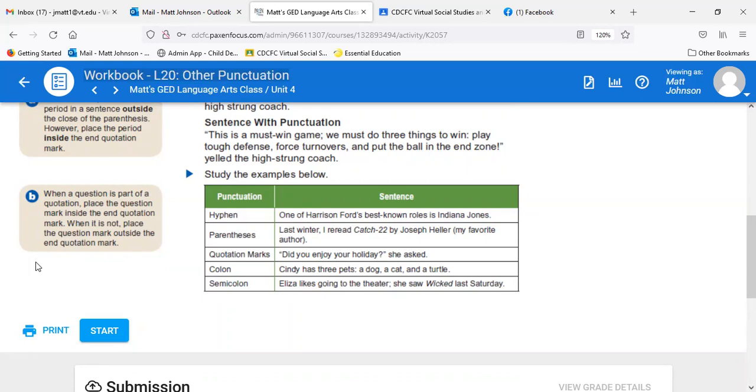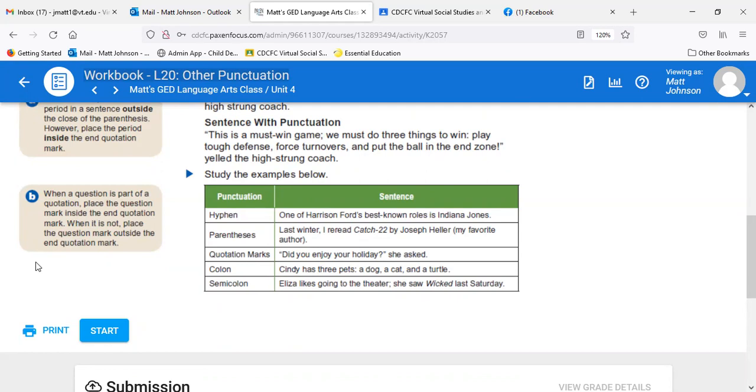Colon, right? Separating an example or a list of items. Cindy has 3 pets: a dog, a cat, and a turtle. Semicolon, separating 2 complete ideas. Eliza likes going to the theater; she saw Wicked last Saturday.